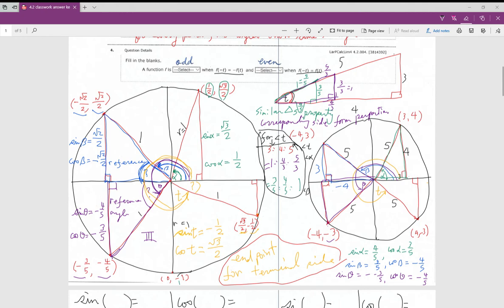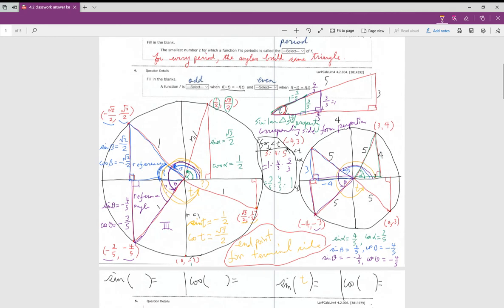So sine t equals the y value, which is -3 over 5. Radius is always positive, no matter where it is. Just the x, y values may be positive, may be negative. And the cosine t equals positive 4 over 5. Let me make it bigger for you.